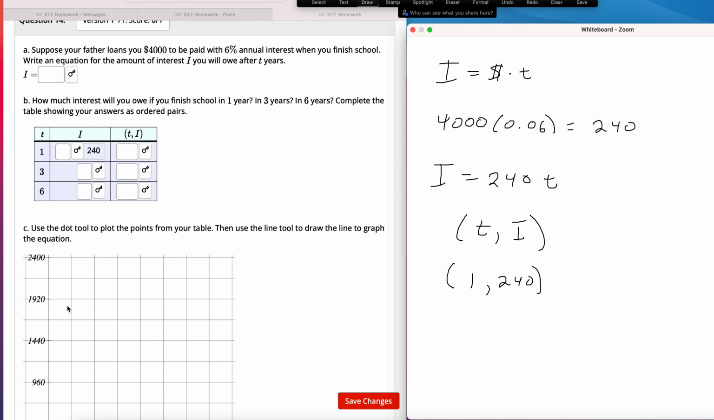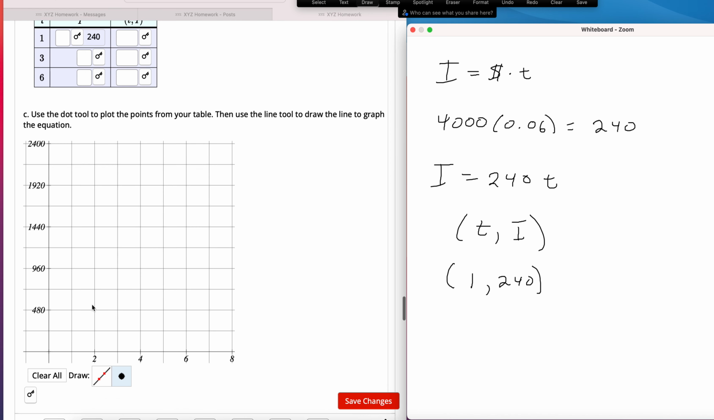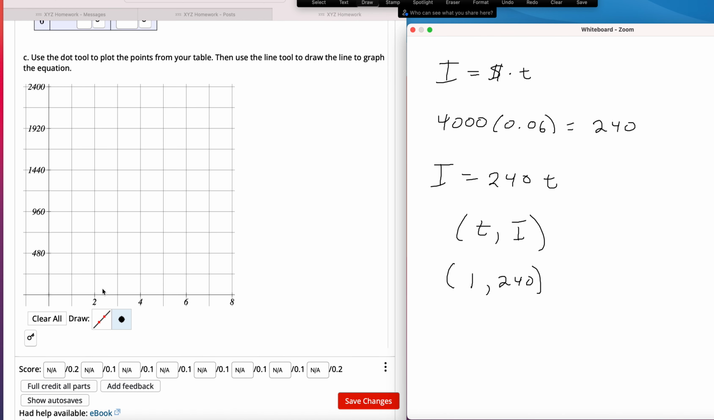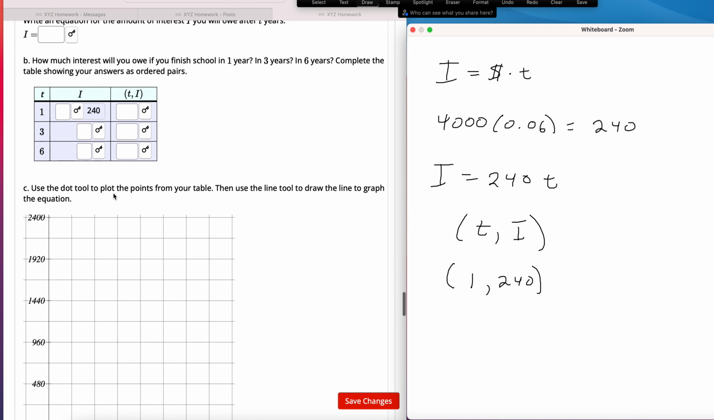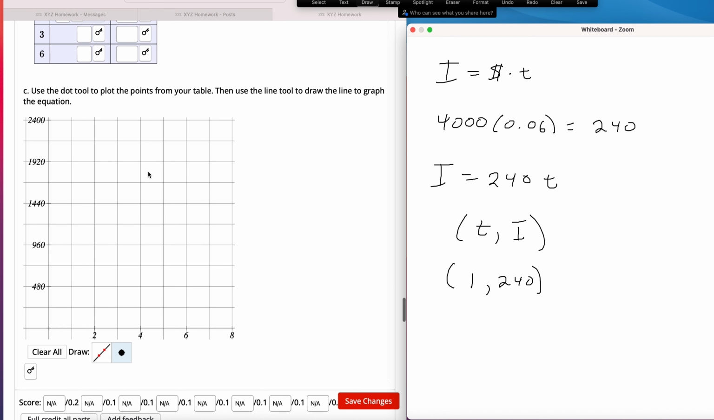And then for this last part, I'll grab my mouse for a second. It's just asking you to plot these points. And so you'll use the dot and plot the 3 points that you came up with right here, and then draw a line through them. So let me just kind of help you out with the scale, and then the rest of it is just plot and draw. So we're trying to graph 1 and 240 for this first point.